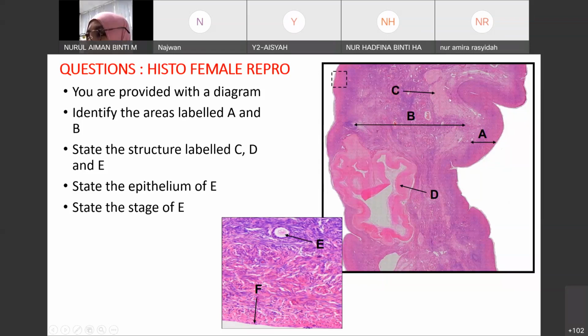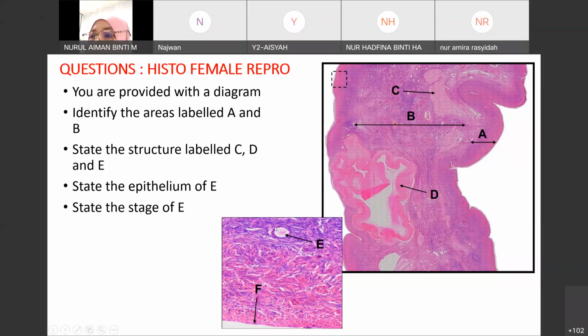So C, what is structure C? Anyone? Just now, a lot inside the slide? Yes, very good, Aisha. Corpus albicans, okay? So D, the very large one just now inside the slide. Yes, good, Shikin, corpus luteum.